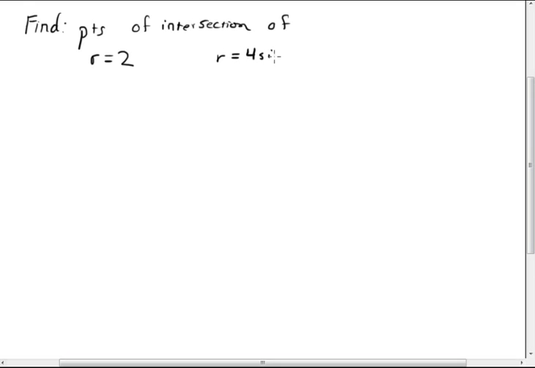Okay, so I'm now going to do an analytic geometry problem. Find the points of intersection of r equals 2 and r equals 4 sine theta.